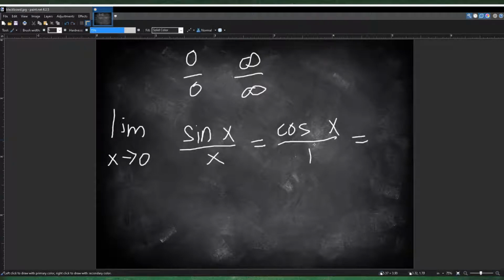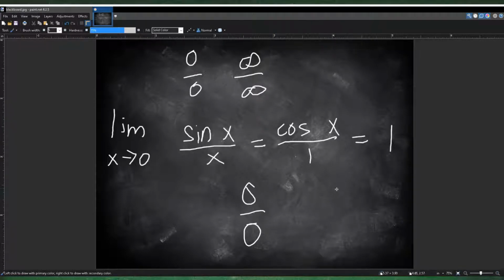So that's all you have to do. Now you have cosine of 0, which is 1. So 1 divided by 1 is 1, right? So the limit as x approaches 0 of sine of x divided by x is equal to 1. And that's because of L'Hopital's rule. This is in the form 0 over 0.